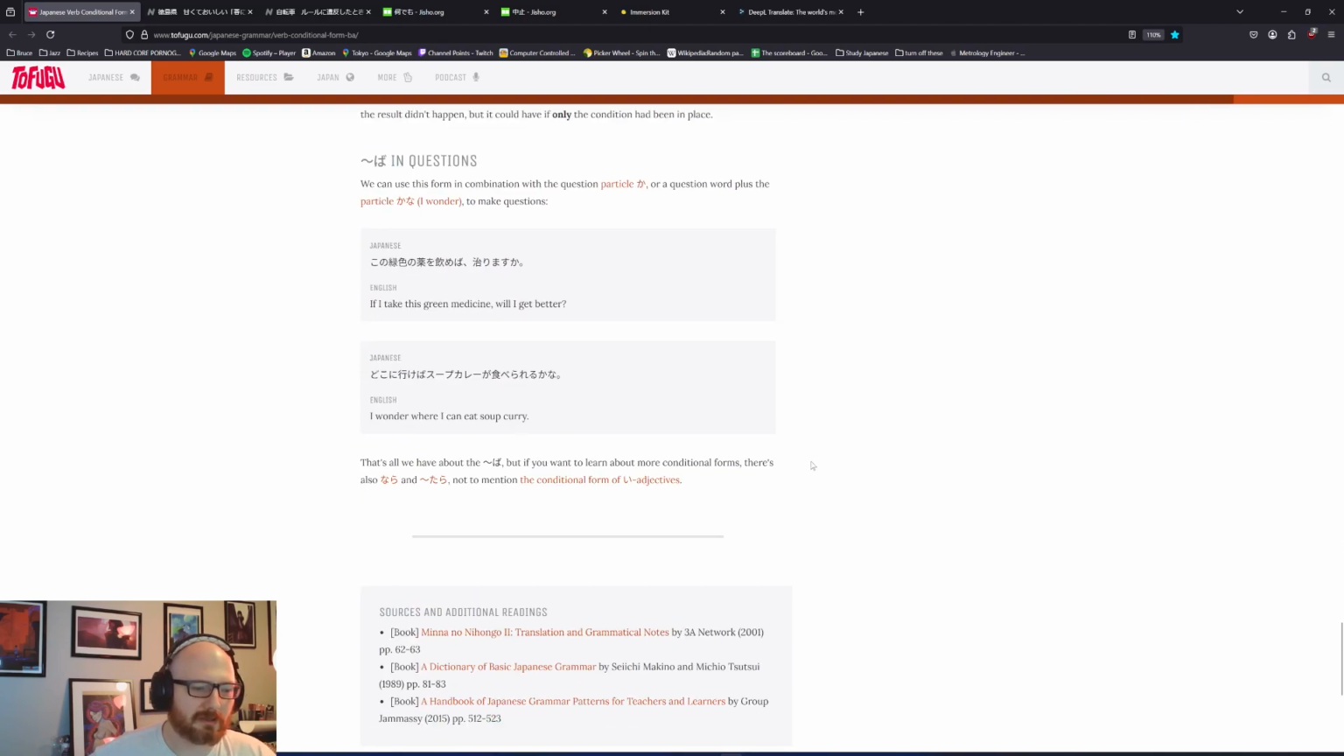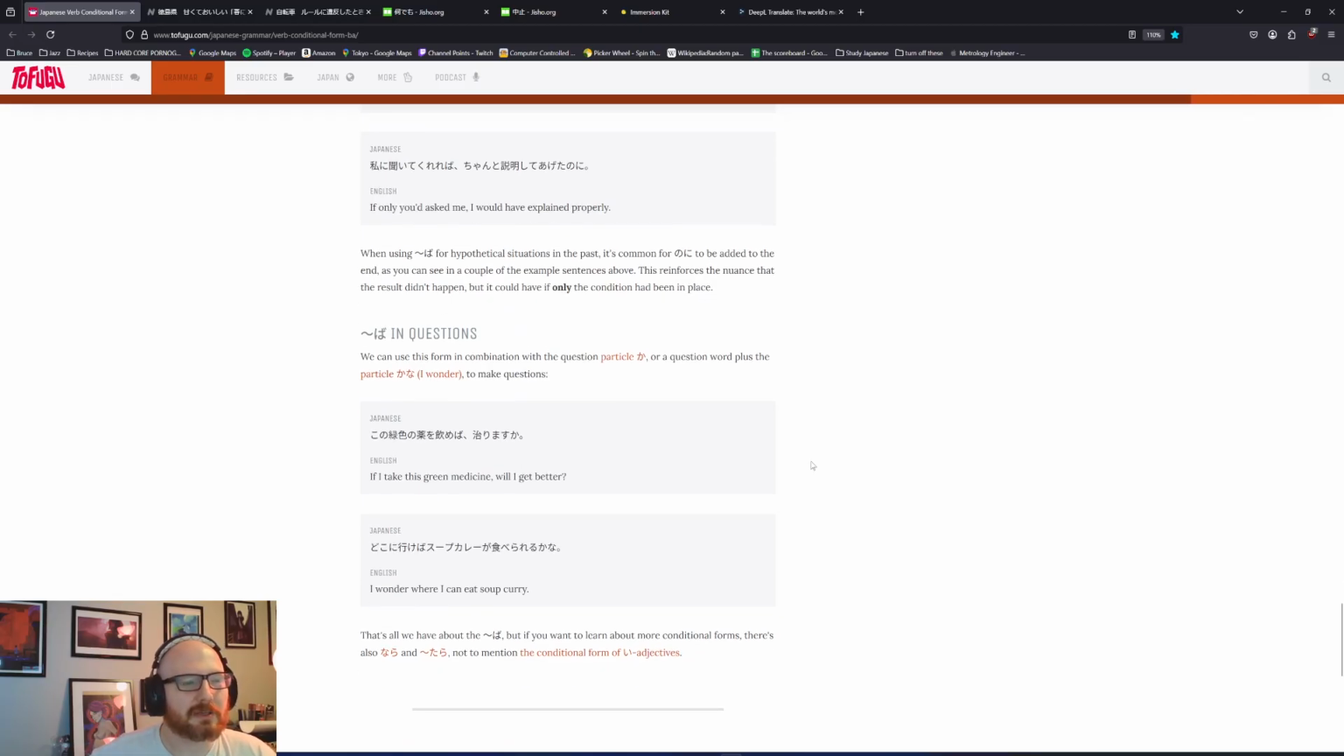Bought in questions. Well, let's do this one. We can use this form in combination with the question particle ka, or a question word plus the particle kana, I wonder, to make questions.